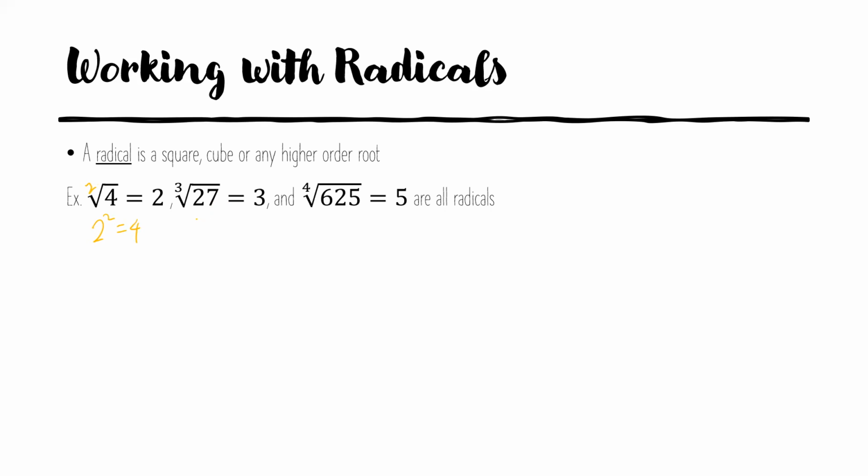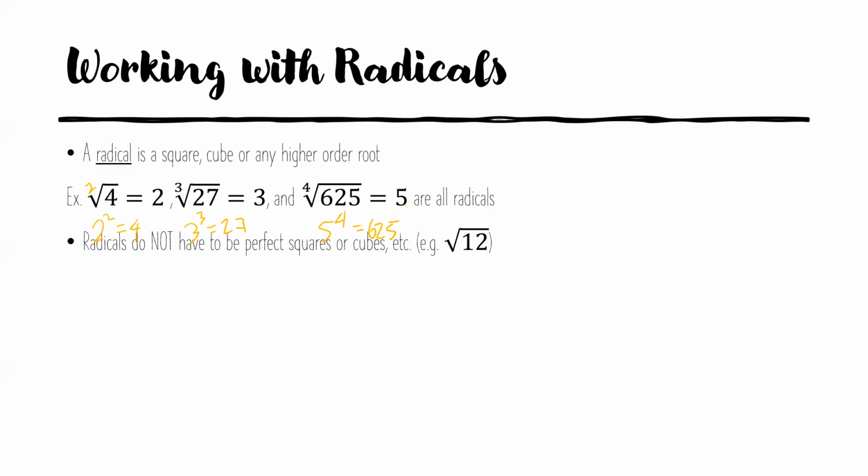The cube root of 27 is 3 because I know that 3 cubed gives me 27. The fourth root of 625 is 5 because I know that 5 to the power of 4 is 625. So I'm hoping this all makes sense. I'm simply taking the root of each of these different numbers. We're just working backwards. You're trying to figure out what number is multiplied by itself that many times, whatever the root is, to give me the value that I'm taking the radical of, right?